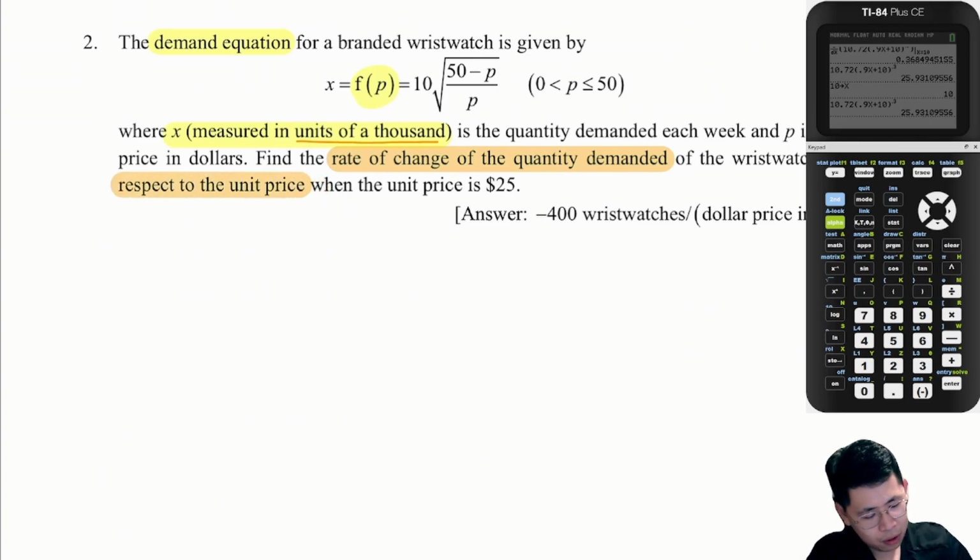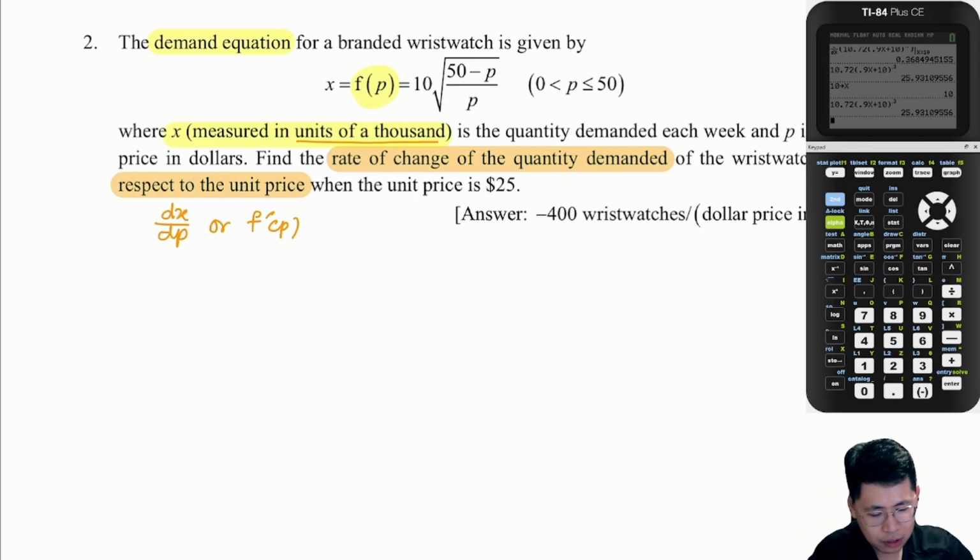If they just purely say the rate of change of quantity demanded, that is dp dt or dx dt, with respect to time. But they say it is the change of quantity with respect to unit price, so we are looking for dx dp, or in this case f prime p. So that means we need to differentiate this.